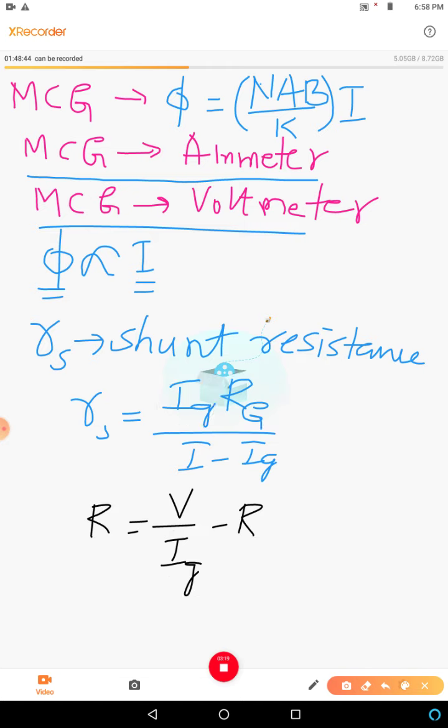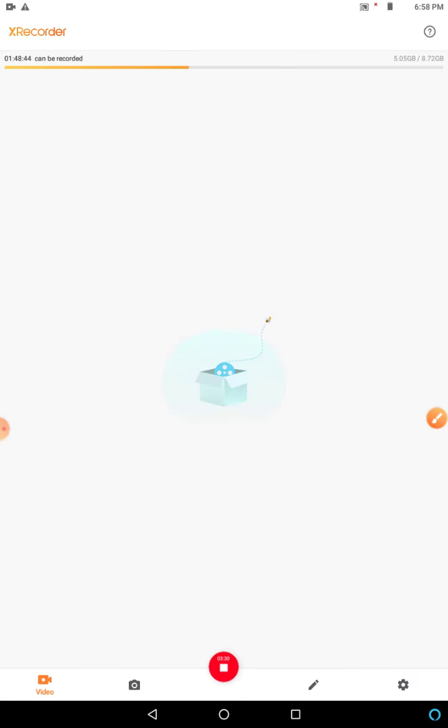Now we will talk of very important characteristics of the galvanometer and the conversion of galvanometer into ammeter and voltmeter. So we will talk of some important notes, very important. You should remember those things. So what is the first note?